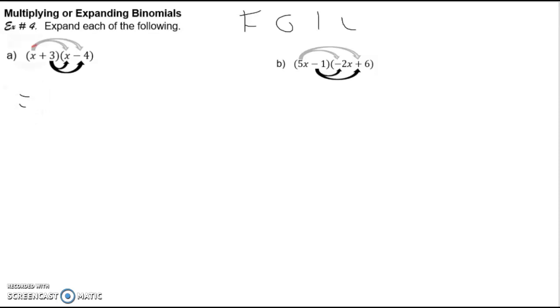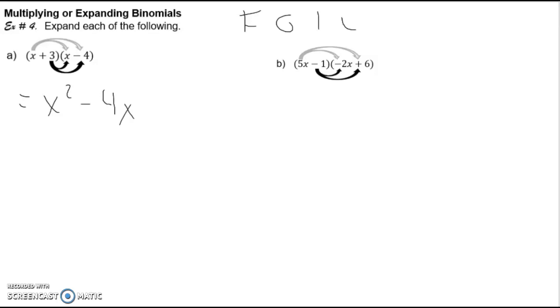So first, we have x times x. X times x gives us x squared. Next, we are going to multiply the outside term x times the outside term in the second bracket. So x times negative 4 gives me negative 4x.